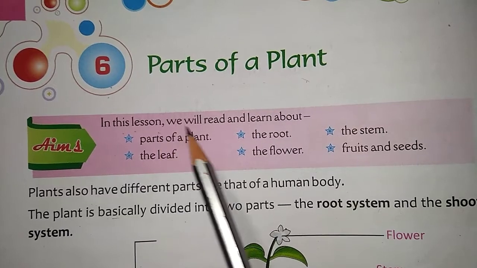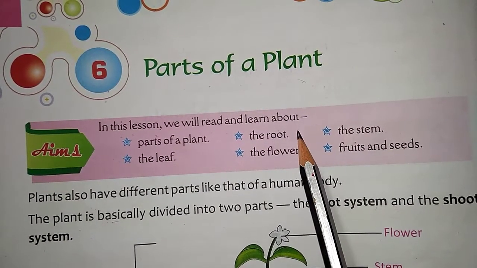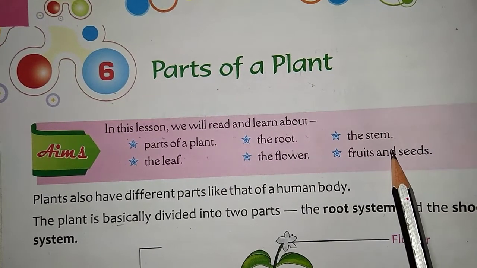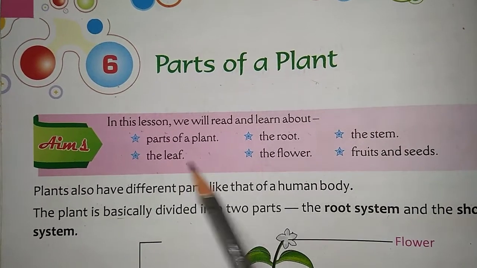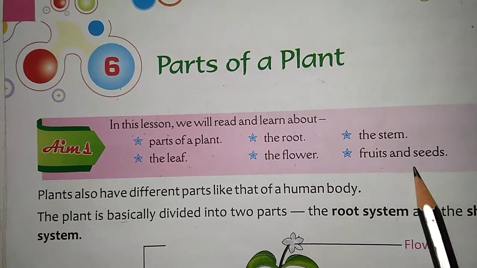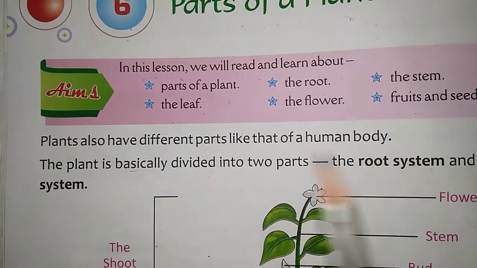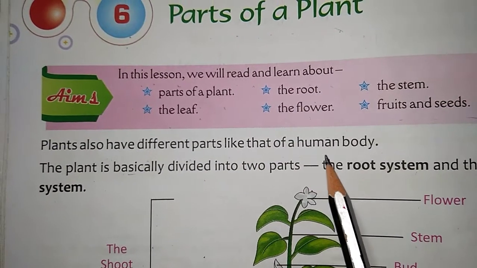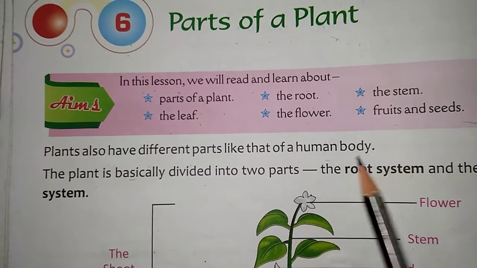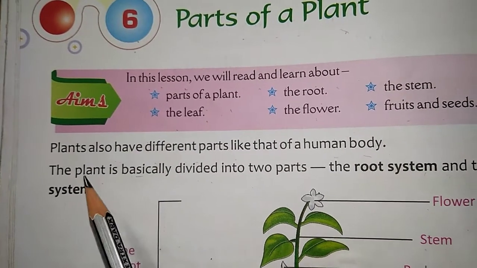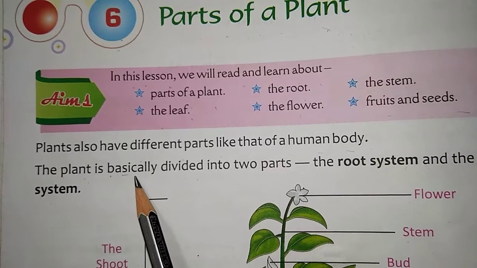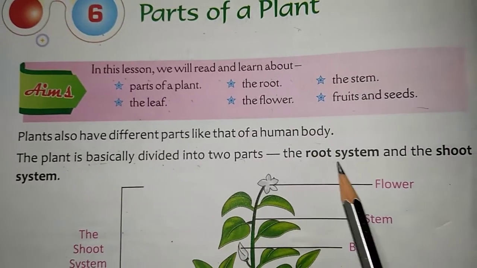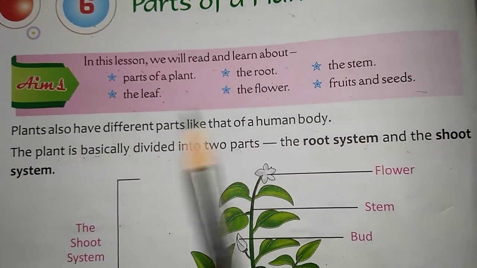In this lesson, we will read and learn about parts of a plant: the root, the stem, the leaf, the flower, fruits and seeds. Plants also have different parts like that of a human body. The plant is basically divided into two parts, the root system and the shoot system.